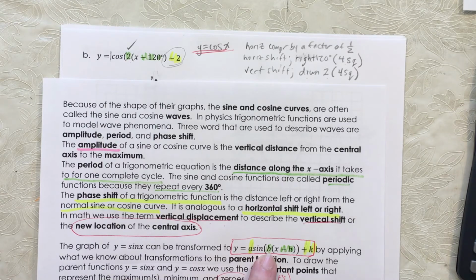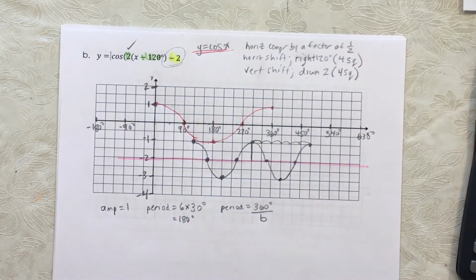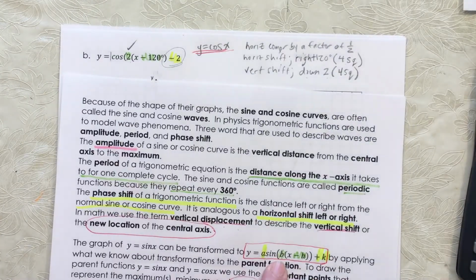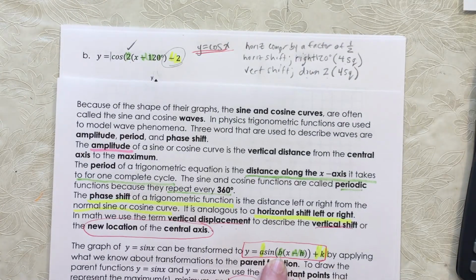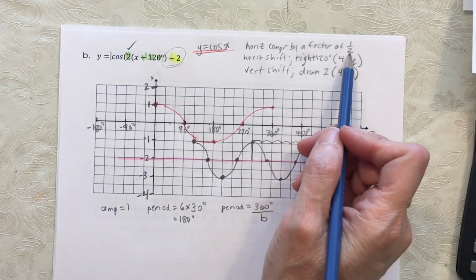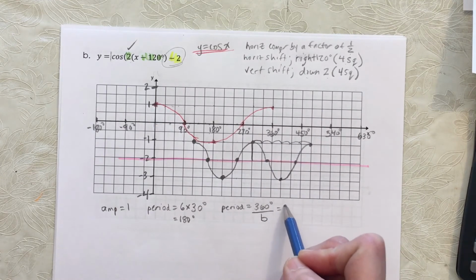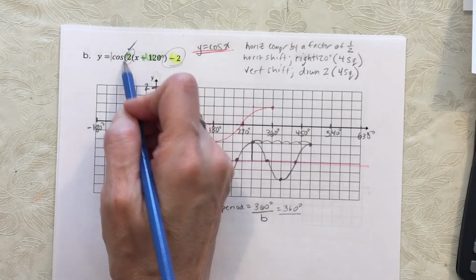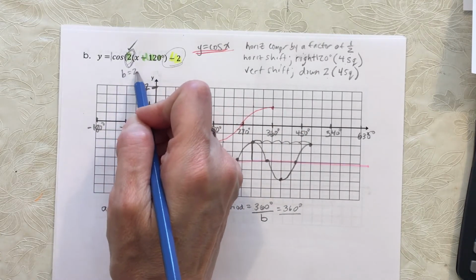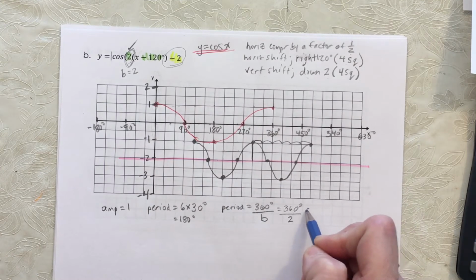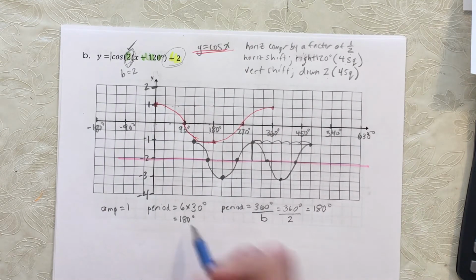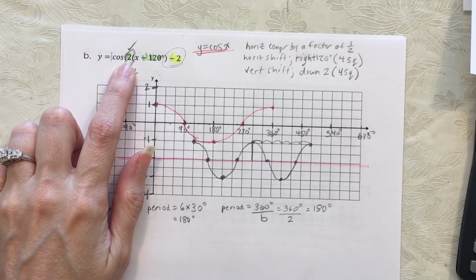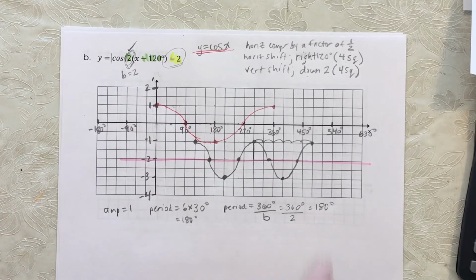The B value is the horizontal compression or stretch. Okay, so in our case, we have a horizontal compression by a factor of half, but you'll see that we're cutting the period in half because we're doing 360 divided by the B value, and the B value is a 2, which does in fact give us that 180 that we got by counting the squares. Okay, so we could do 360 divided by 2, and that would mean that our period should end up being 180.